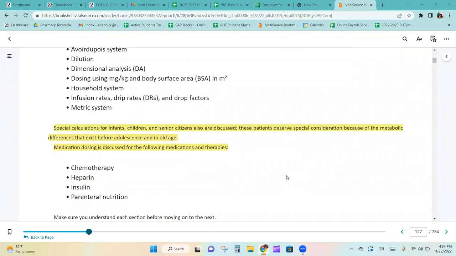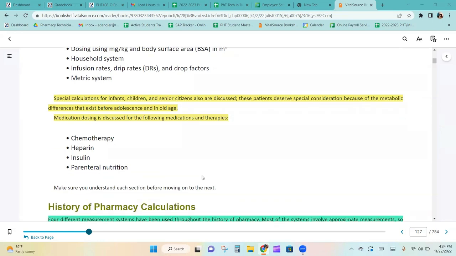Some special calculations for infants, children, and senior citizens are discussed. These patients deserve special consideration because of the metabolic differences that exist before adolescence and in old age. Medication dosing is discussed for the following medications and therapies: chemotherapy, heparin therapy, insulin, and parenteral nutrition.